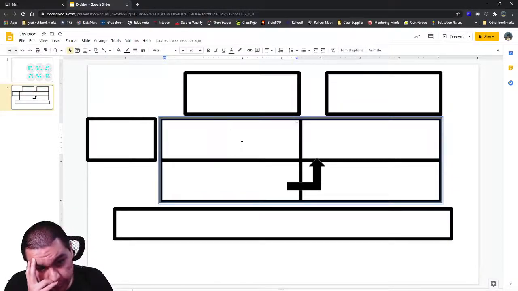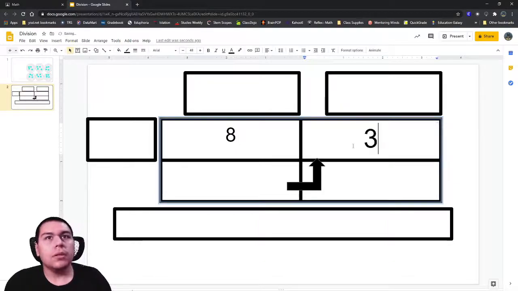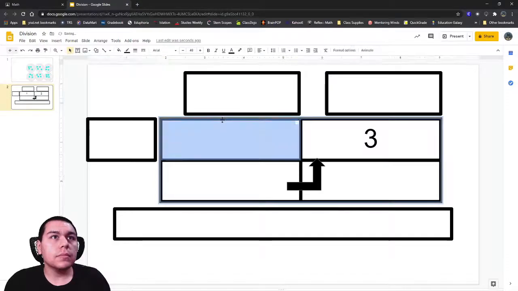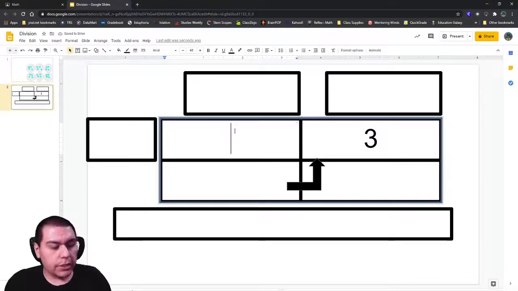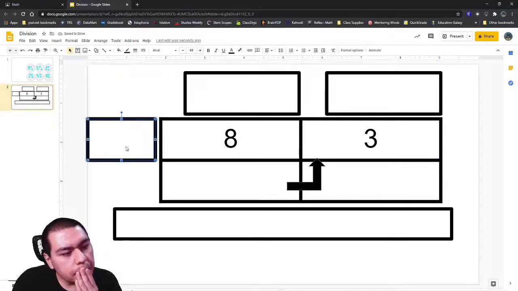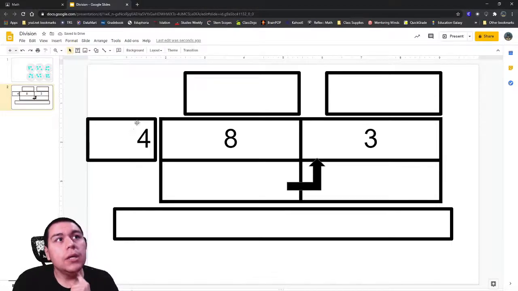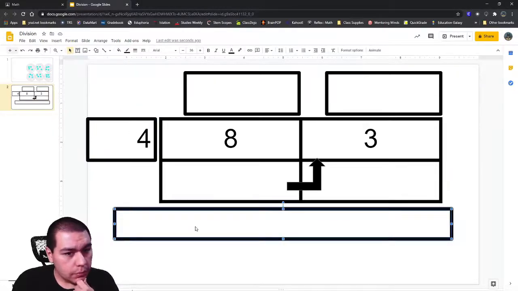Another big number. Big number, big number, big number. Let's do 83. So the number 83, and we're going to divide it. We're going to put it into groups of... let's do 4. Groups of 4, or 4 groups. Okay? Since I have 4 groups, I'm going to count by 4s.